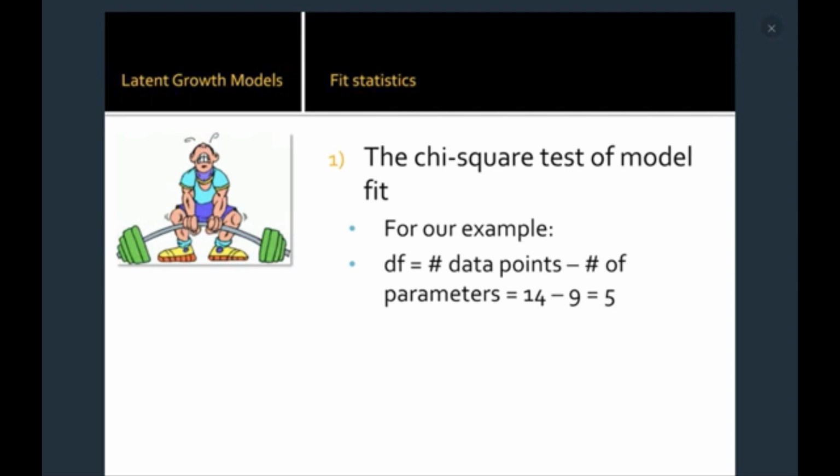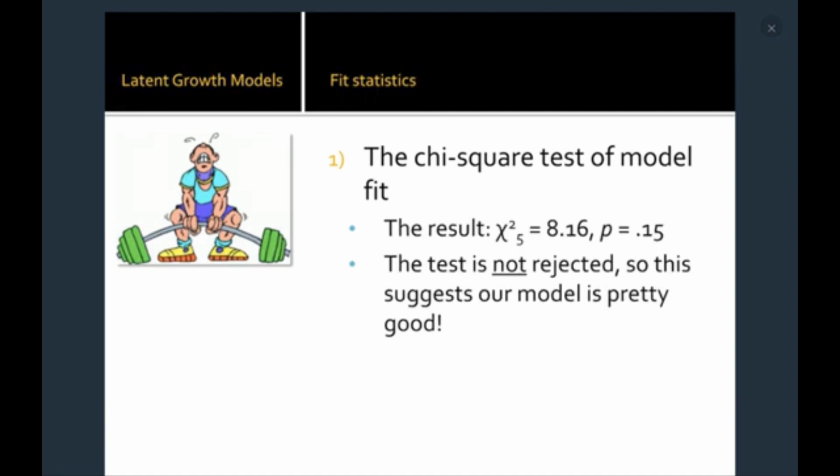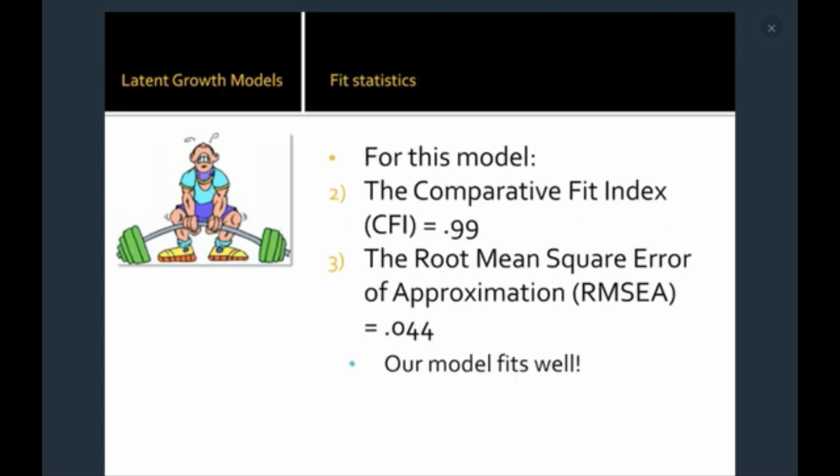We can sit down and figure out our degrees of freedom, update our degrees of freedom calculations for latent growth models. Meanwhile, with 5 degrees of freedom, chi-square test 8.16 is given to us by R with a p-value 0.15. Remember, a p-value greater than 0.05 is a suggestion of good fit when you're talking about SEM. So this is a good fitting model since the test is not rejected.